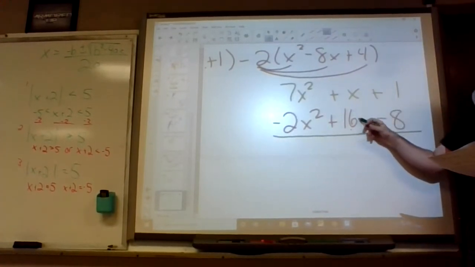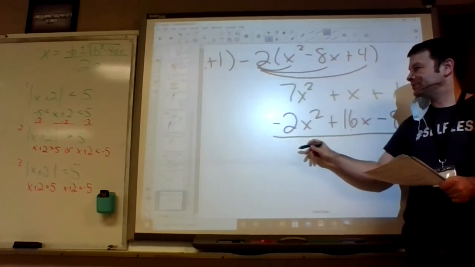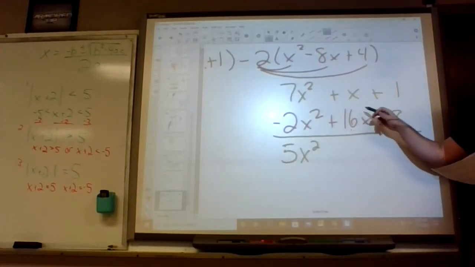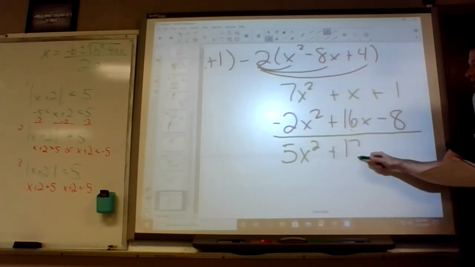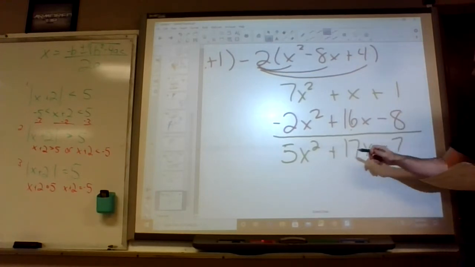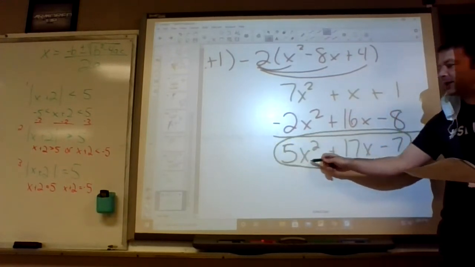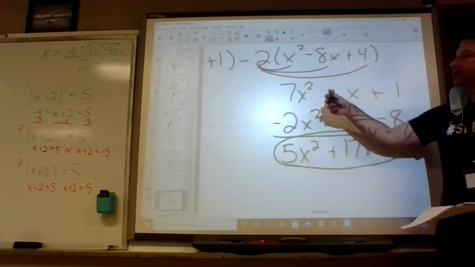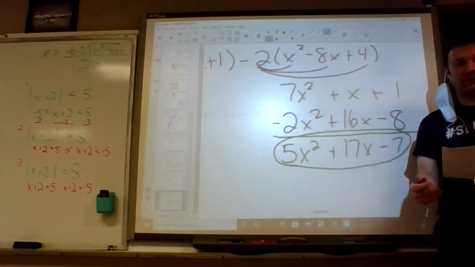The first parentheses, there wasn't really anything to do with that one, so it just stays the same: 7x squared plus x plus 1. Okay, is there anything else we can do? You can add the like terms. The x squareds go together, the x's go together, the constants go together. What's 7x squared minus 2x squared? 5x squared. Did you guys get this one right already? Some of you probably know most of it. What's this one?